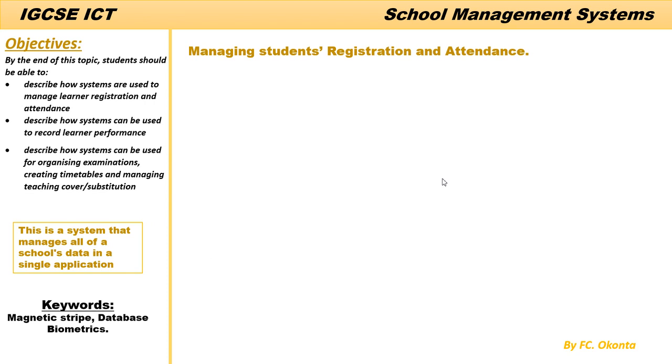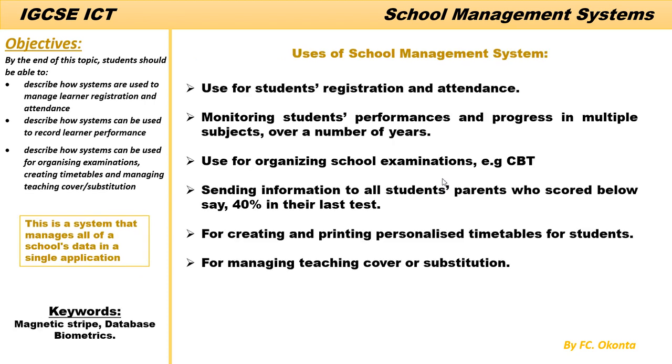So the first one is managing student registration and attendance. We might not be able to talk about all of them, but basically these are what the school management system is used for: student registration and attendance, monitoring of student performances and progress, organizing exams, sending reports to student parents, creating personalized timetables, and managing teachers' cover or substitution. So those are the uses.